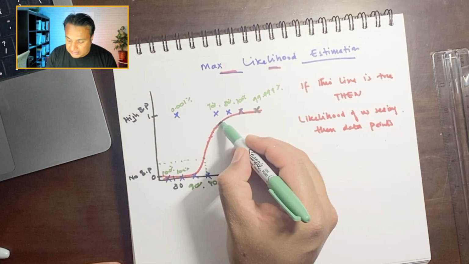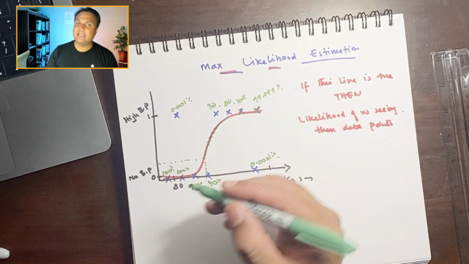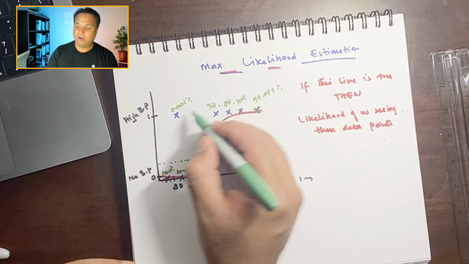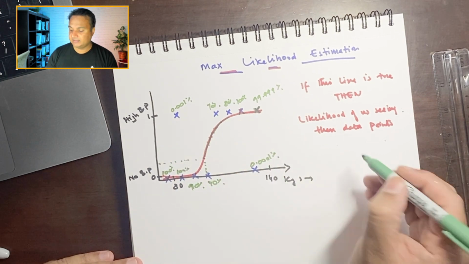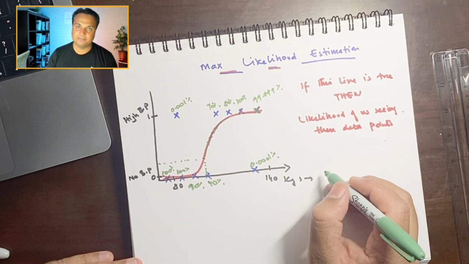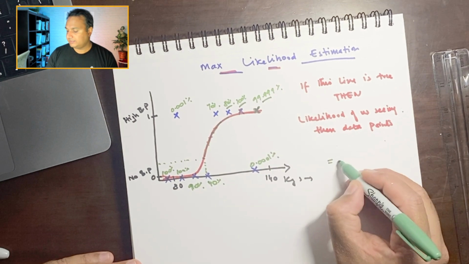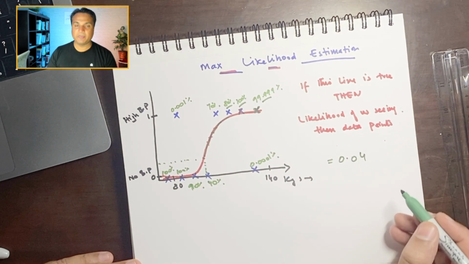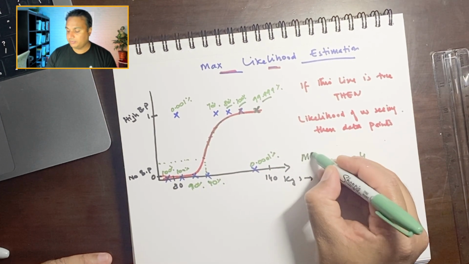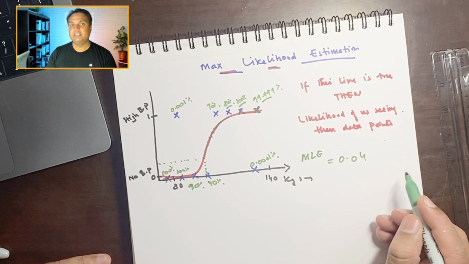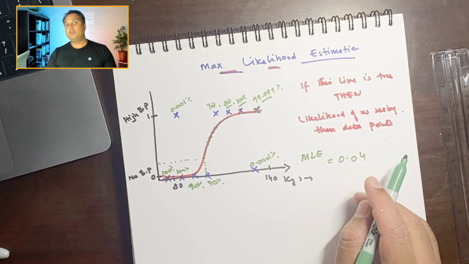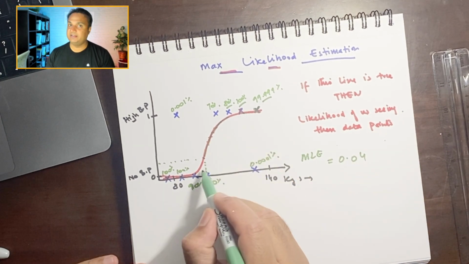Now, once we have the likelihoods estimated for each of the data points, if we know that this trend line is correct, then the next step is very easy. We just multiply all of them, and that gives us the maximum likelihood estimation. So let's say we multiply all of these and we get a number which is, let's say, 0.04, which will be our maximum likelihood estimation. So this will tell us how good or bad this trend line is.